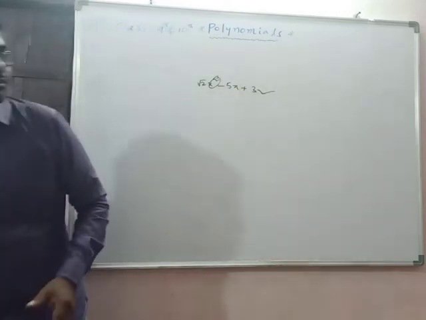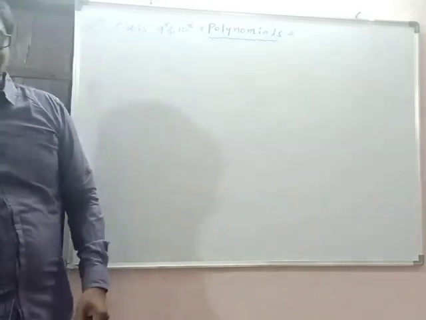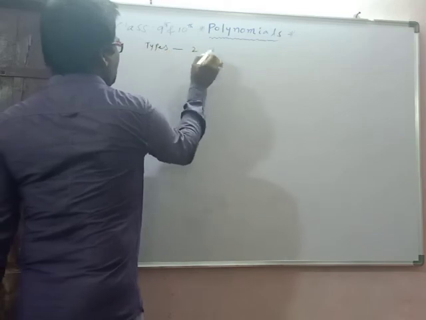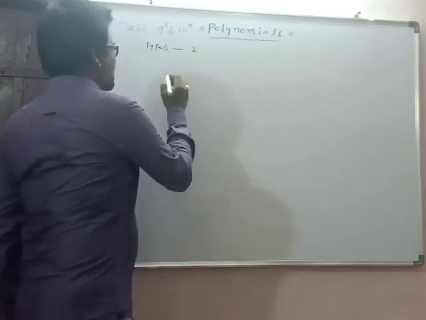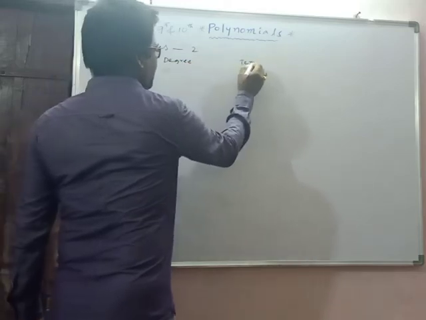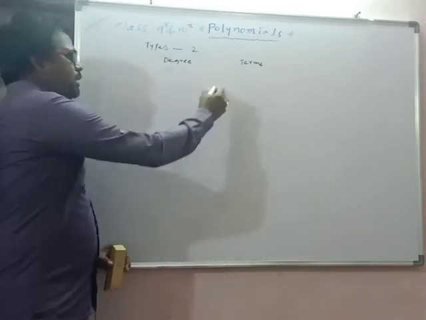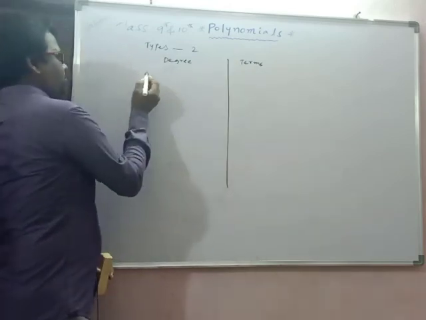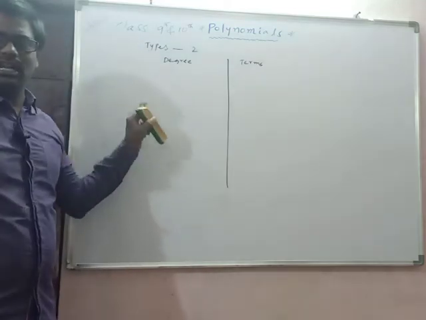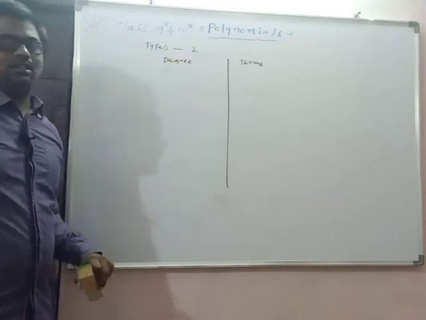Now, types of polynomials. Types of polynomials, two types. Based on the degree, based on the terms. Okay, based on the degree. So if it is degree 1, degree 2, degree 3, like that it will be divided. But what is the degree of a polynomial?